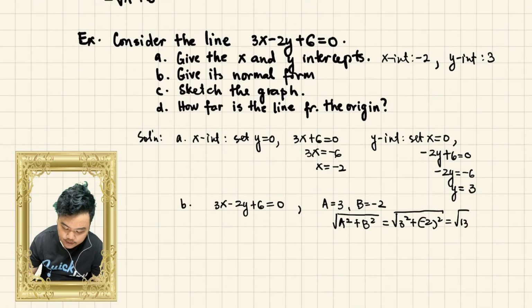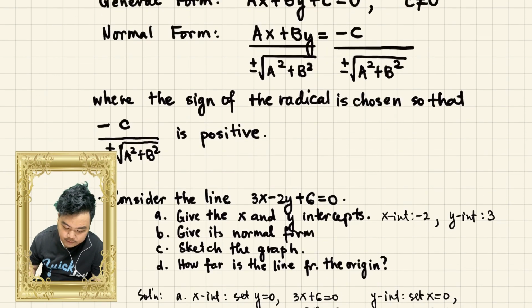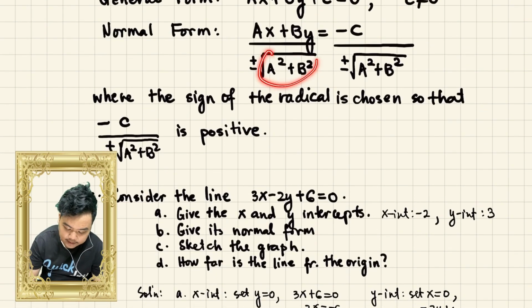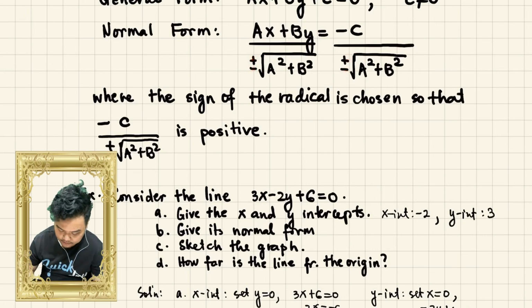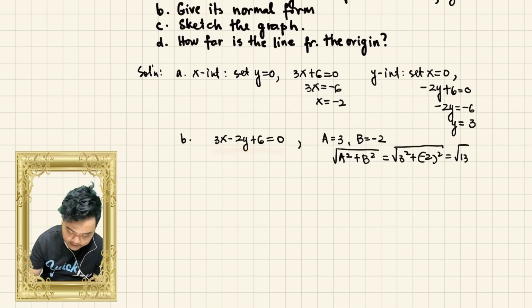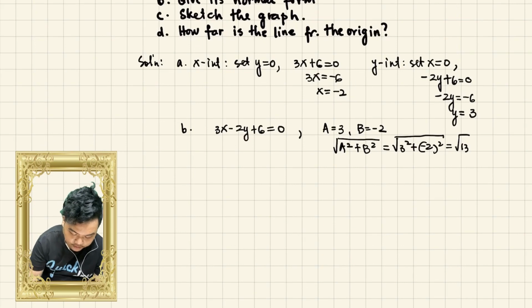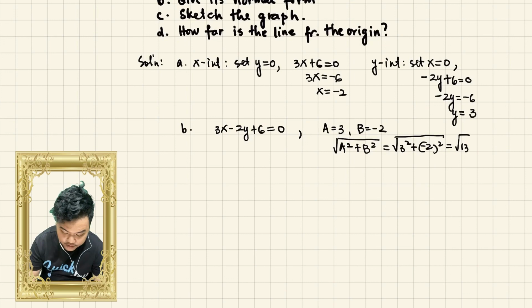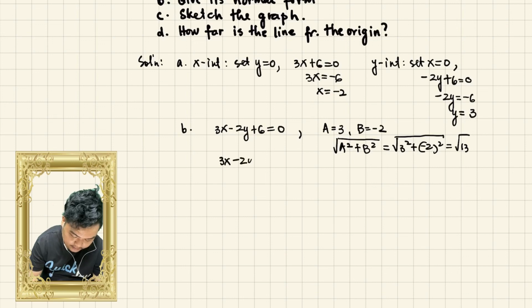So, sabi sa formula, di-divide mo both sides by that. Tapos, plus or minus, mamimili ka ng isa doon. So, we have to divide both sides of this equation by square root of 13. Tapos may plus minus. Pero yung constant pala, lilipat mo muna sa kabila. Okay, so lipat muna natin sa kabila. And then divide both sides by square root of 13.